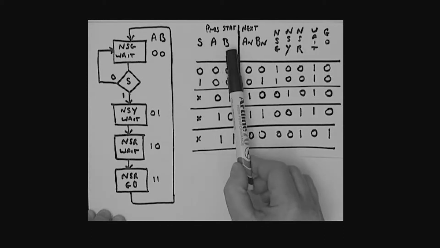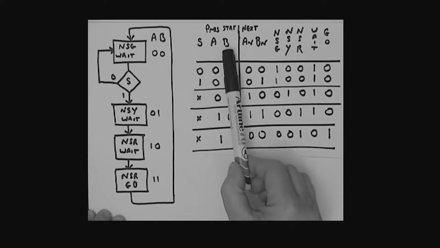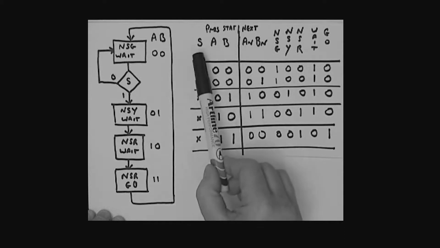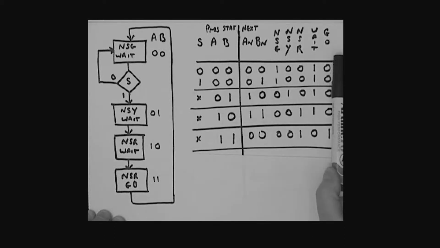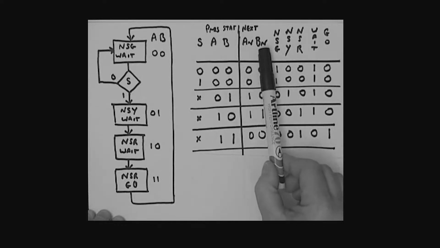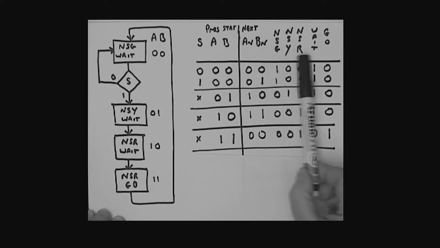S, A, and B are inputs. A and B, of course, represent the present state, the state that we're currently in. S, of course, is the switch. And then we have these as outputs. AN and BN are special outputs. They are next state outputs. And then we have our lights over here. Okay?